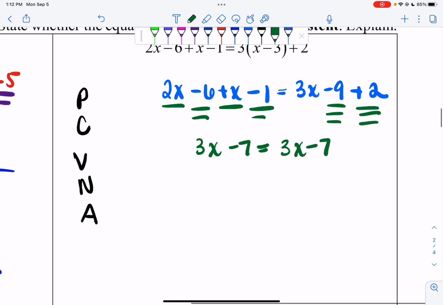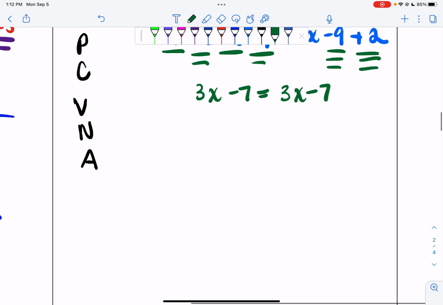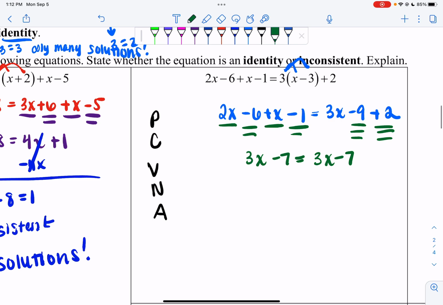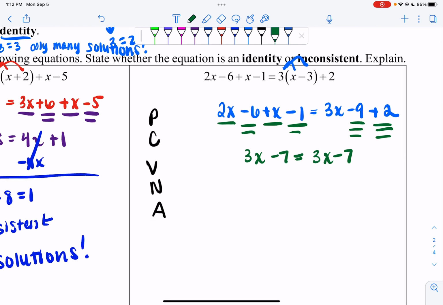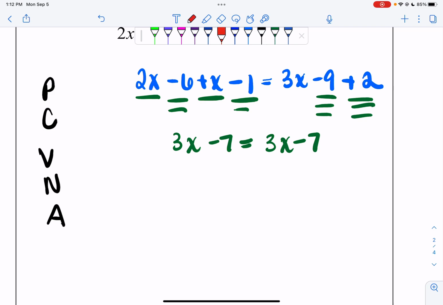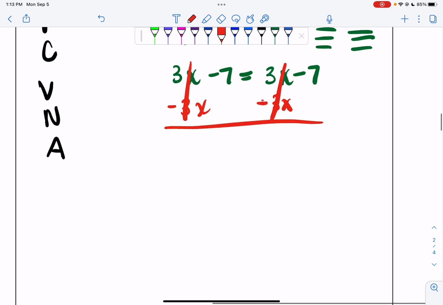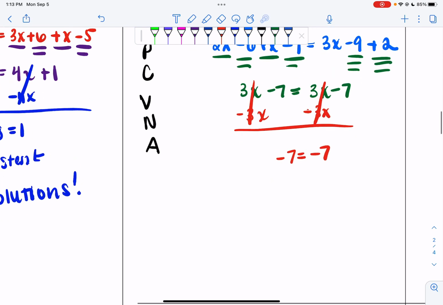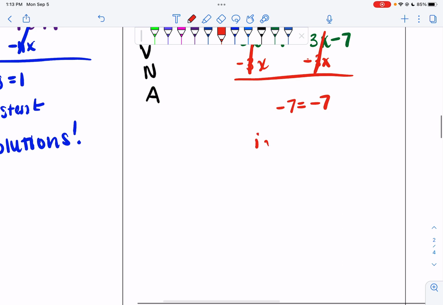If you look, I have the same thing on both sides of the equal sign, so I can automatically tell this is an identity. This is going to be an infinite amount of solutions. But let's see what happens if I take it one step further. If I say subtract 3x from both sides because I want to cancel out my x term, these both cancel, and I am left with negative 7 equals negative 7. So since I have the same thing each time, I'm going to say it's an identity. So this has an infinite amount of solutions.